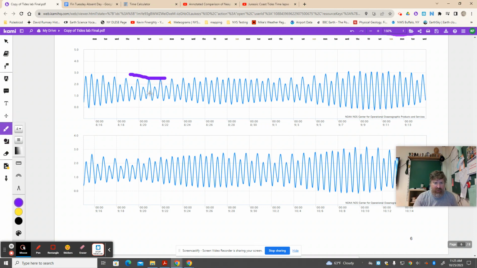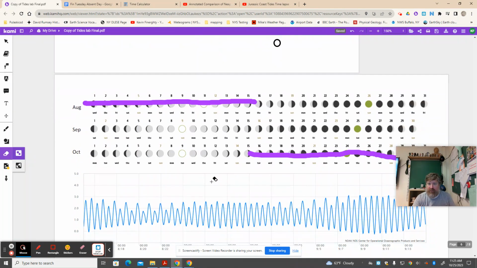Don't draw these lines because they'll screw you up. Where do they get closer together in range? And where do they end up getting further apart in range? That's going to be the difference between neap and spring. All you've got to do is match it with your moon phases.